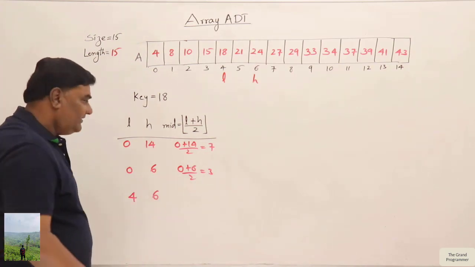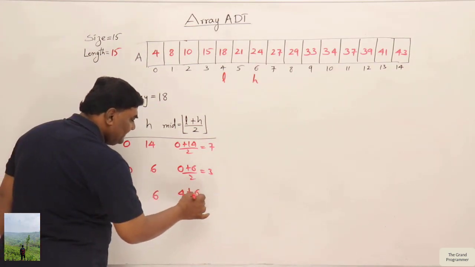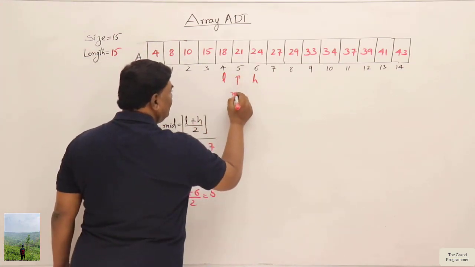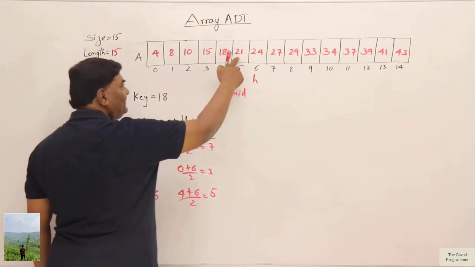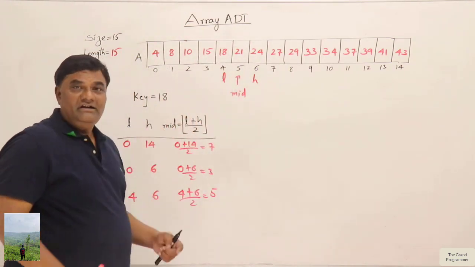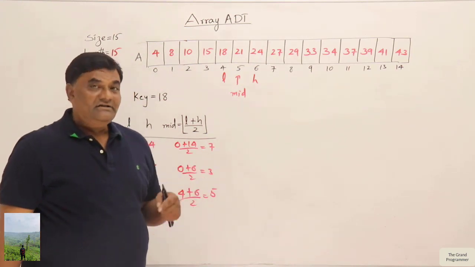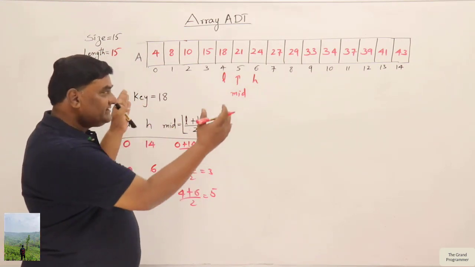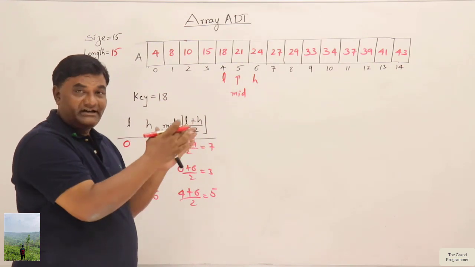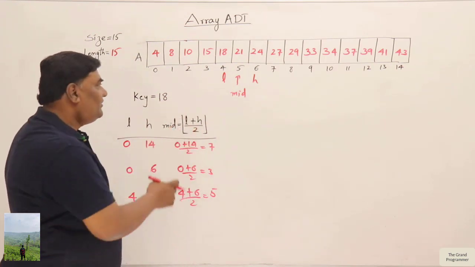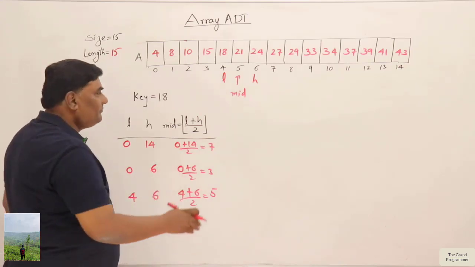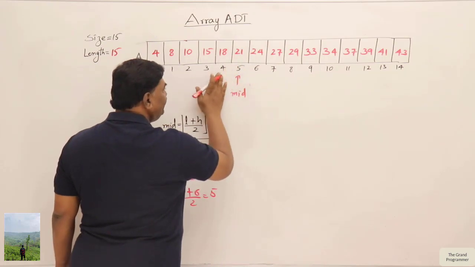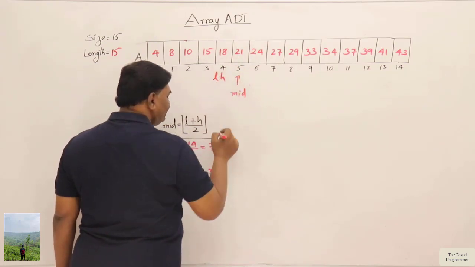Now find out the new mid. Mid value is (4 + 6) / 2. This is 5. This is mid. Check, is it the key element? This is 21. We are searching for 18. No, 18 is less than 21. Then check on which side of the list. Check on the left hand side of the list. You can observe that the list size is getting reduced and every time it is getting divided by 2. So for checking on the left hand side of the list, modify high. High should be what? Mid minus 1. Don't include this element. So low was already 4, and high will also point to the same location.